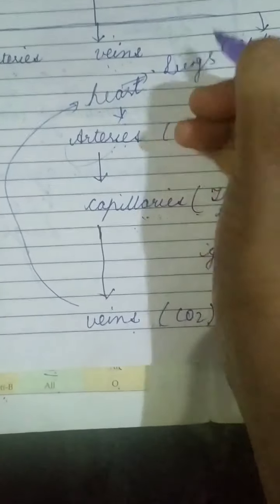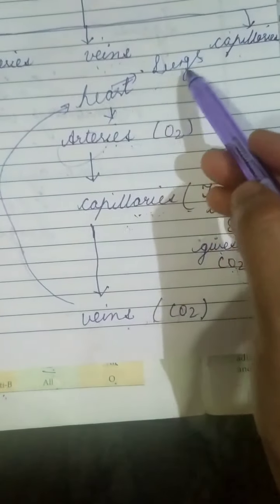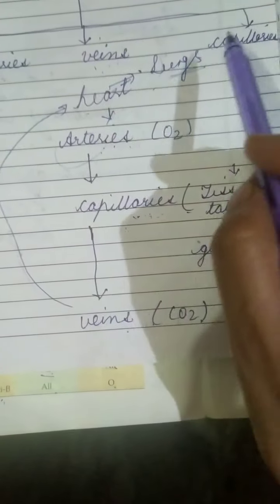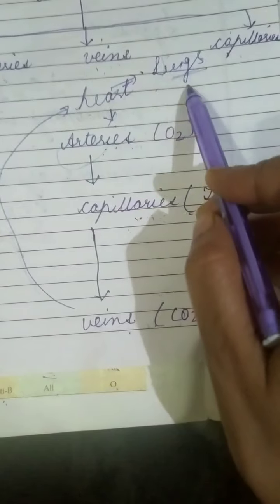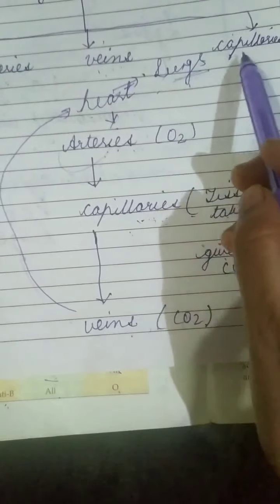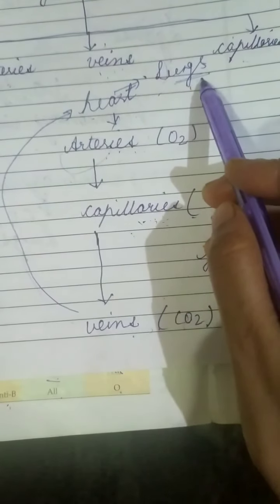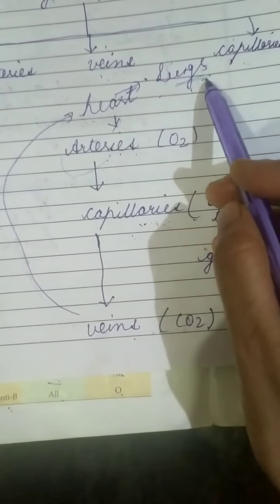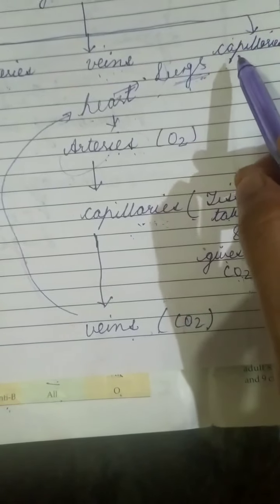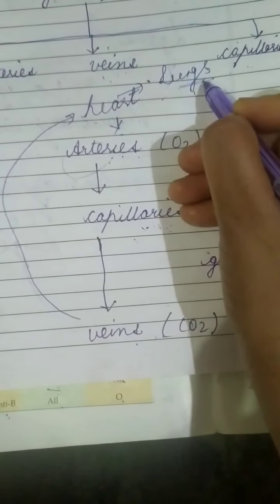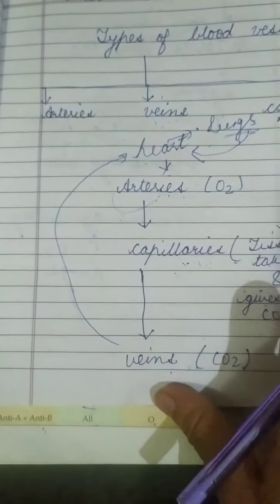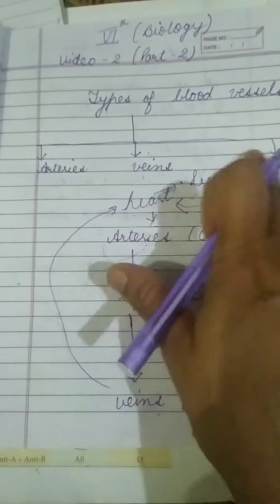In the lungs, the exchange of carbon dioxide and oxygen takes place, meaning carbon dioxide is expelled from the blood, and oxygen comes in, and that oxygenated blood again goes to the heart. That we will discuss in the diagram of the heart. Now we will discuss these three blood vessels.